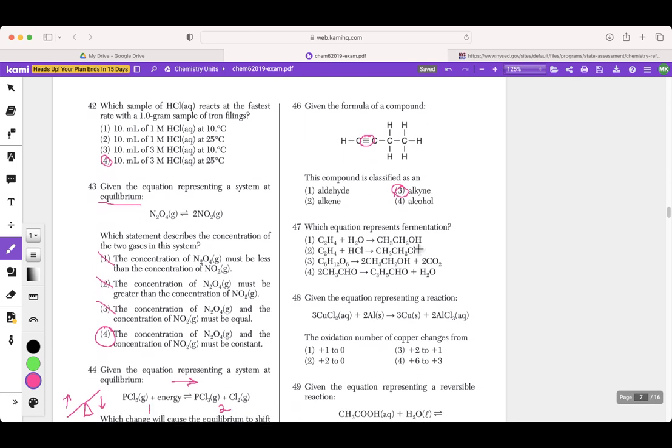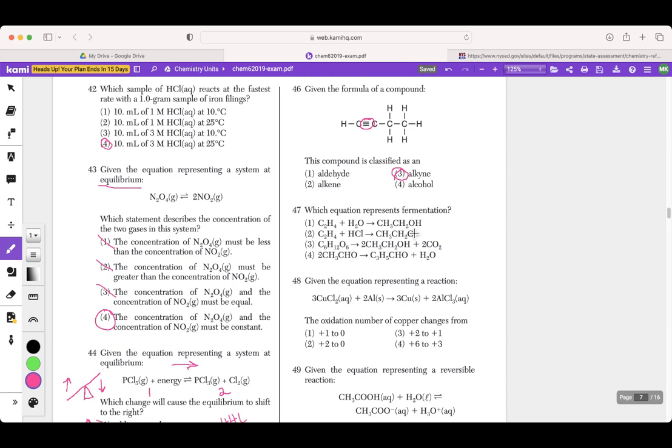47, which equation represents fermentation? I guarantee you there's going to be an organic reactions question on here. Use your notes to memorize those. Now, fermentation, I'm turning sugar into alcohol and carbon dioxide. I only see one of these with a sugar, which is choice 3. Only one of these produces carbon dioxide. So even if you forgot how to identify that this is an alcohol, you can still choose choice 3 because you see the sugar and you see the carbon dioxide.